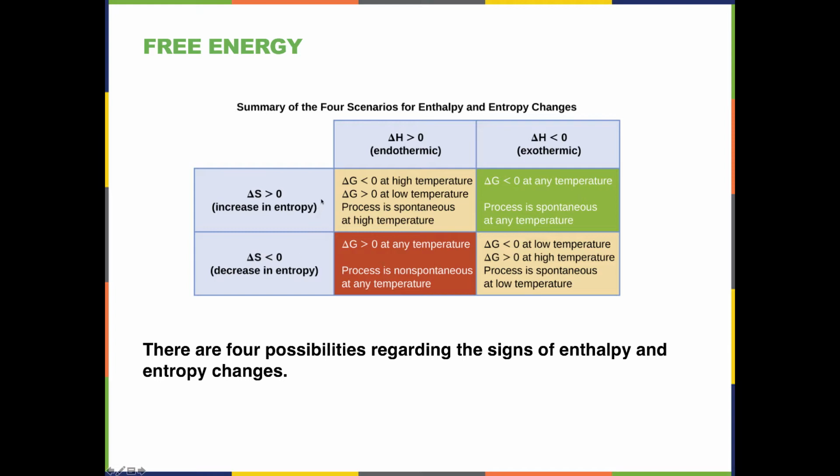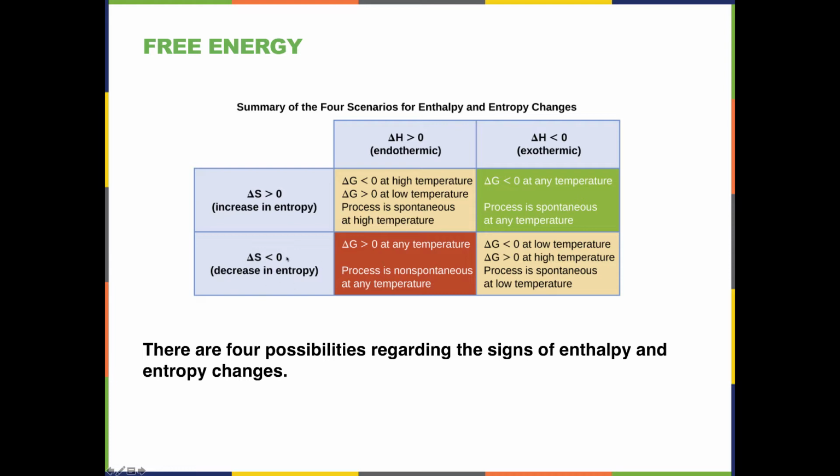If the entropy is increasing in an endothermic state, then delta G is negative at high temperatures and proceeds spontaneously. It's positive at low temperatures and does not proceed. So it is a process that is spontaneous at high temperatures. If there's an increase in entropy in an exothermic reaction, then it's less than 0 at any temperature, so it proceeds spontaneously.